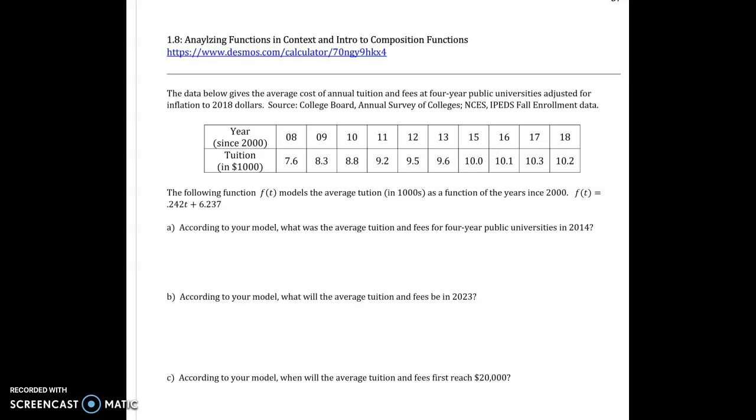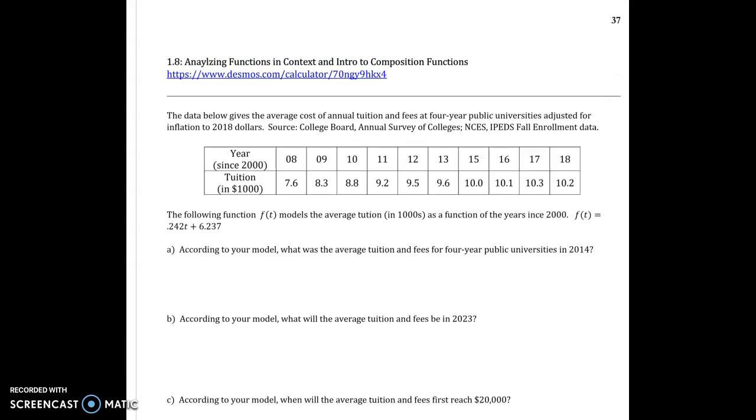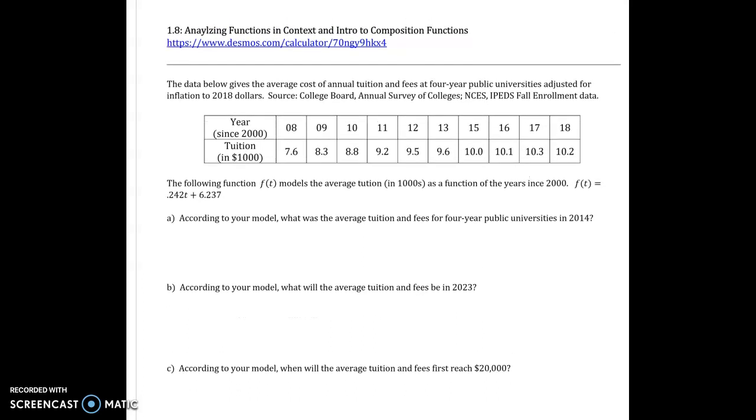All right, we are about to begin our notes on page 36. Ignore that page 36 in 1.8. And we are going to look at some of these linear functions in context. So it's always important to read what you're given.